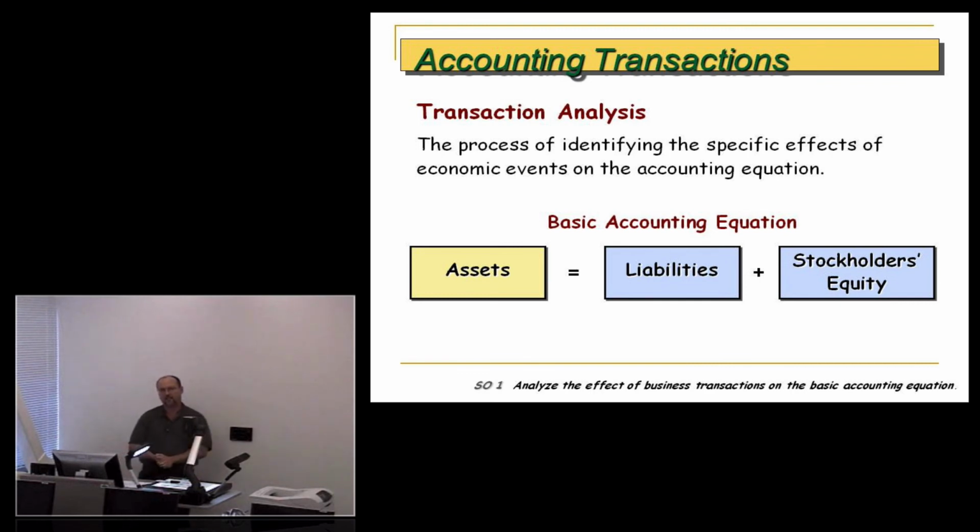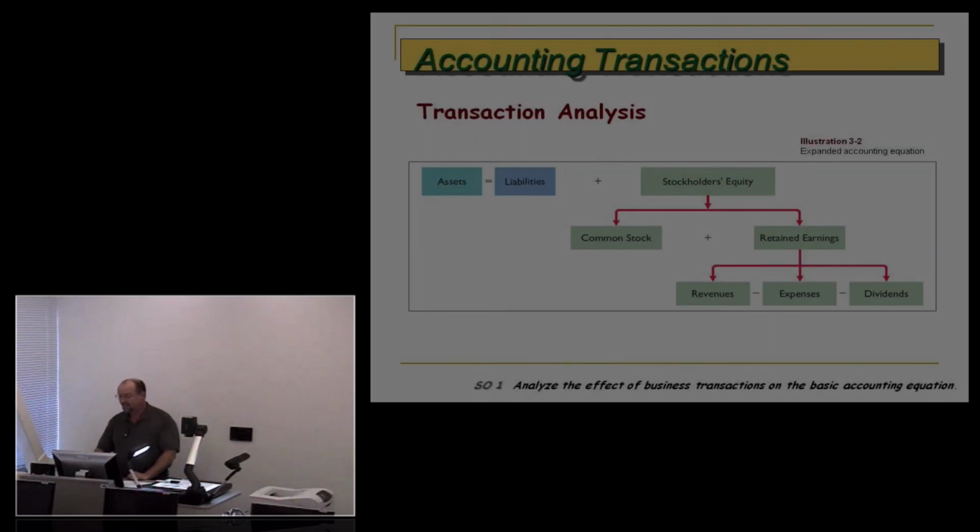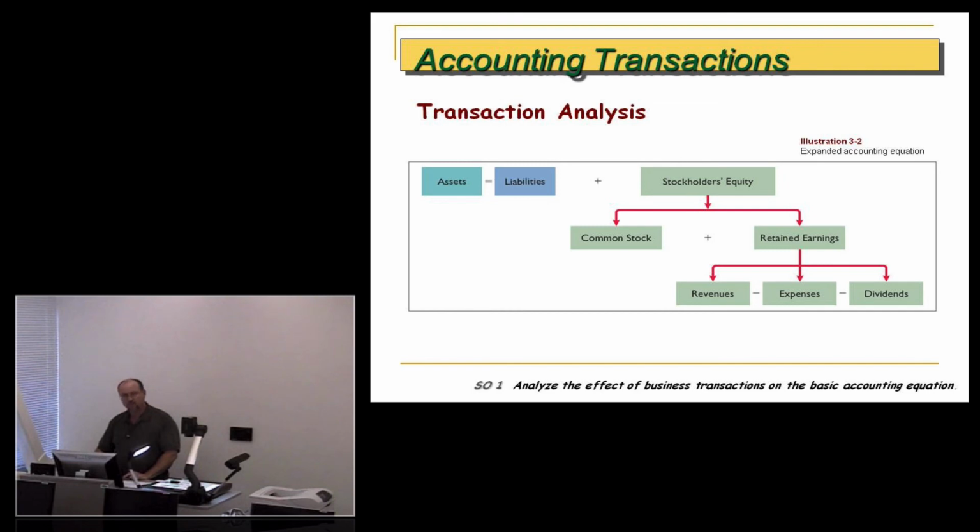Every transaction involves at least two accounts, double entry accounting, and there will be a lot of different combinations based on the nature of a transaction, but it's either going to involve assets or liabilities or stockholders' equity. The expanded accounting equation, which is the next slide, shows that within stockholders' equity, at this early stage in the game, we have two primary stockholders' equity accounts, and those are common stock, also called capital stock, and retained earnings.